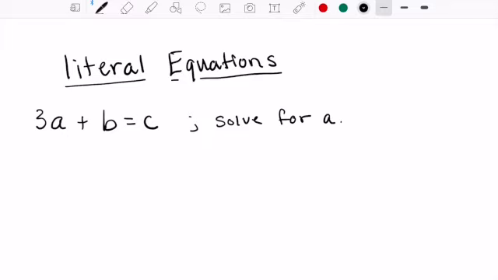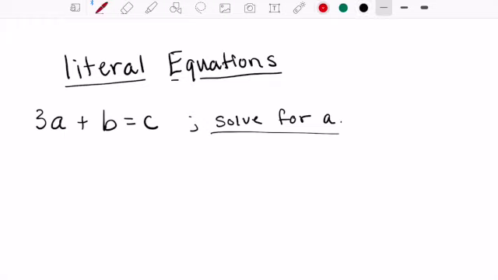So I just kind of want to jump into it. We're going to use the exact same methods that we would for solving a normal equation, but we're just going to solve it for something different. We're going to solve it for either another variable or maybe a letter, or as you'll see later in the video, a specific shape. So I want to solve for A.